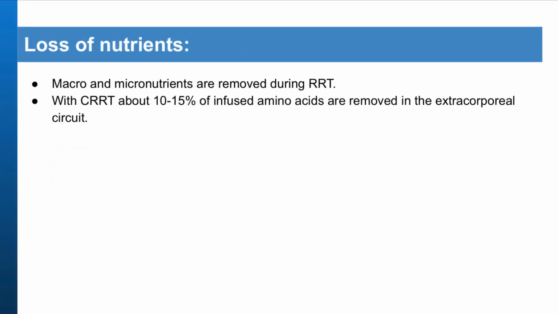During dialysis, macro and micronutrients are removed during renal replacement therapy, and with CRRT, around 10 to 15% of infused amino acids can be removed from the extracorporeal circuit. So it's very difficult to assess the nutritional needs of the patient on dialysis.